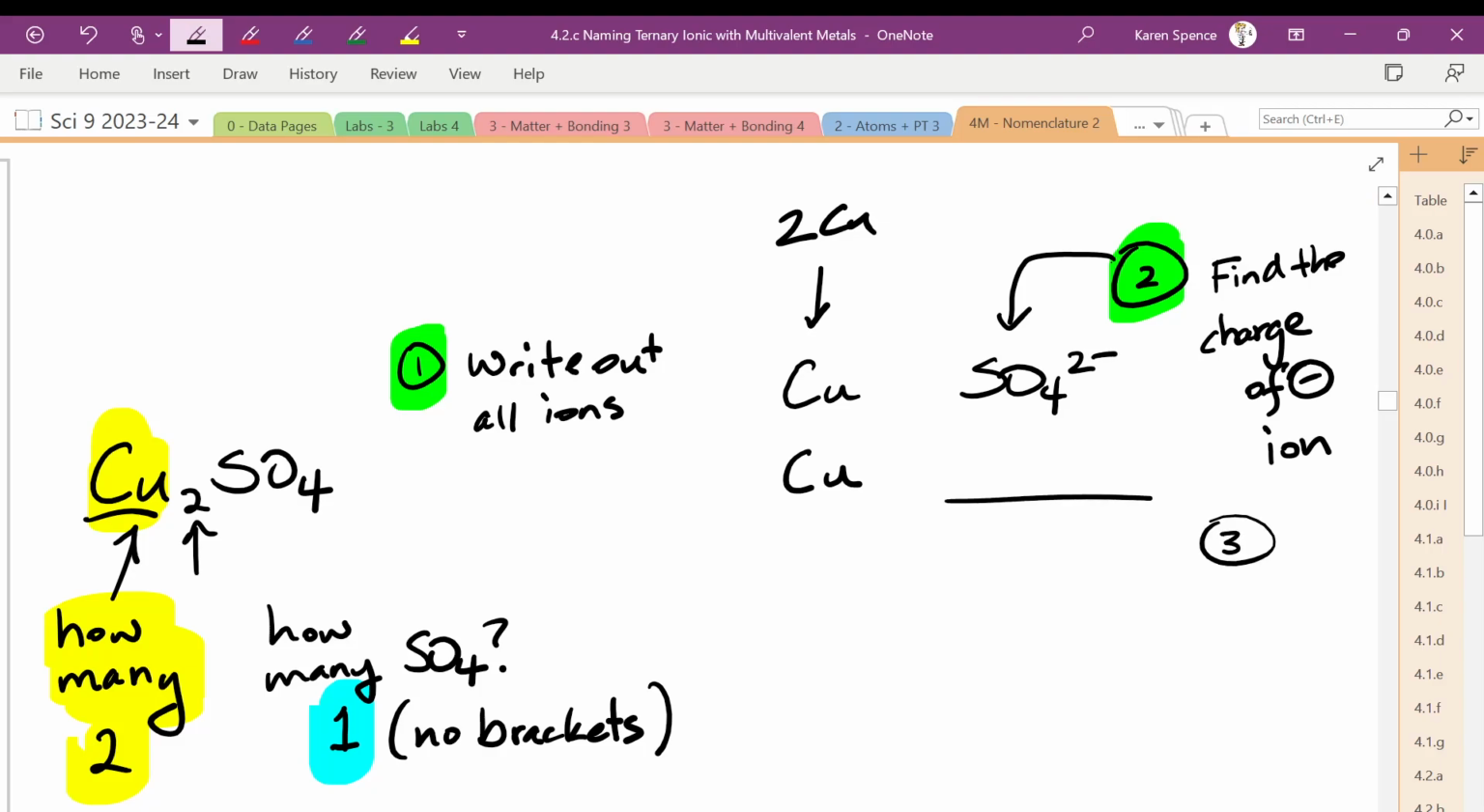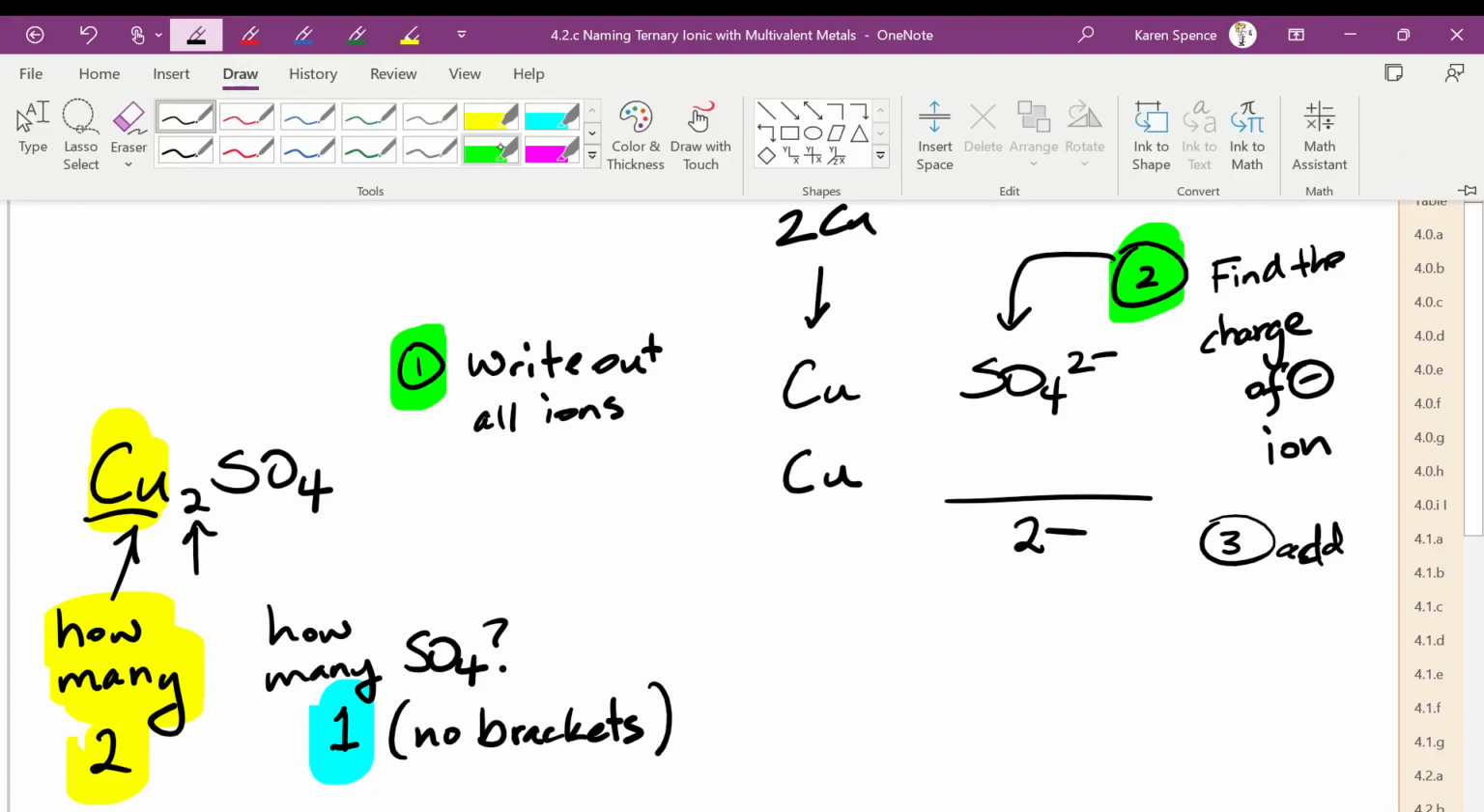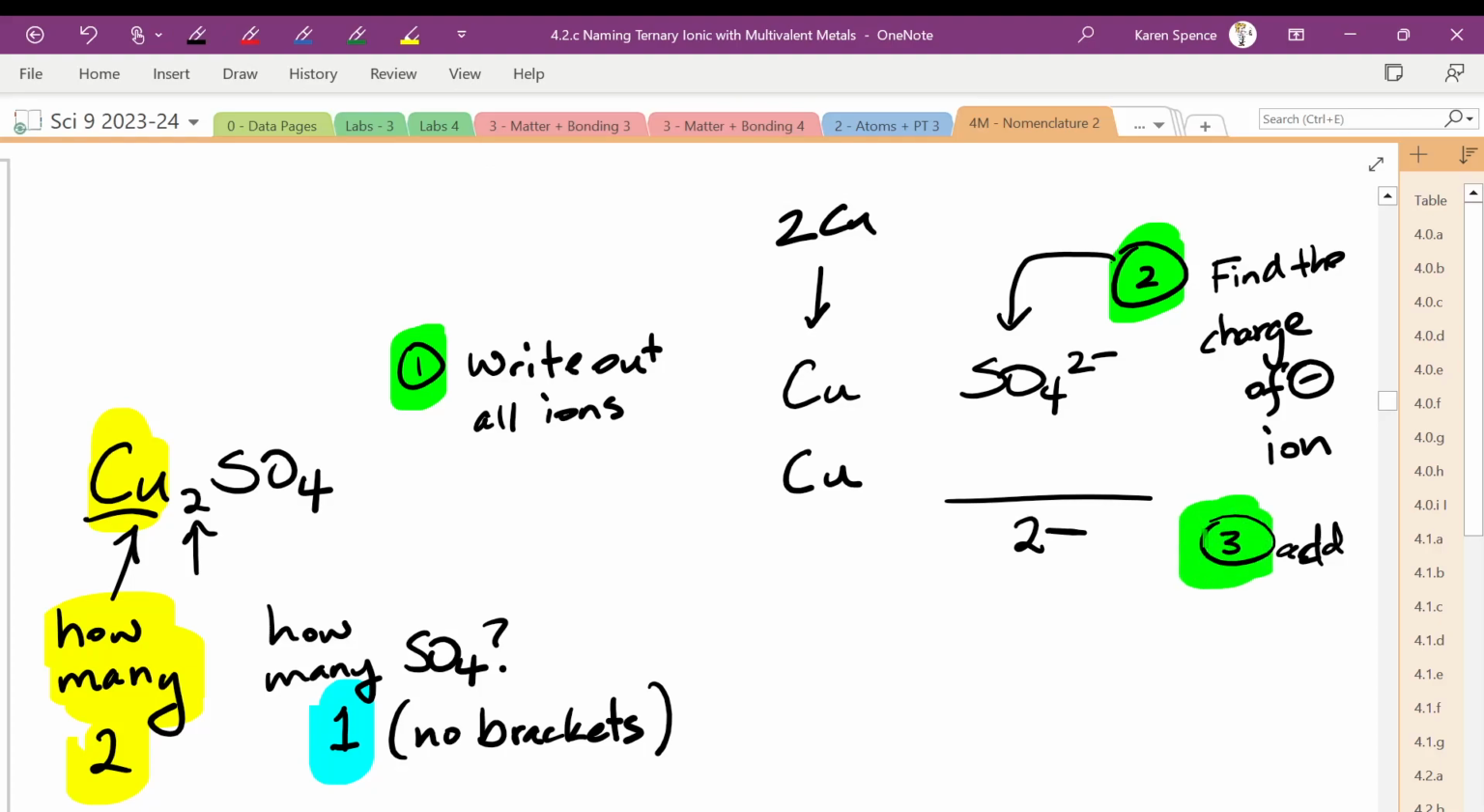You can go straight to there. If you can do this in your head or whatever, you don't have to write this all out. Don't feel like you have to write this out, but if it's helpful, absolutely do it. So the third thing we're going to do is add. There's not much to add because there's only one thing, so that's 2 negative. So that's step 3, add. Step 4, the positive equals the negative.